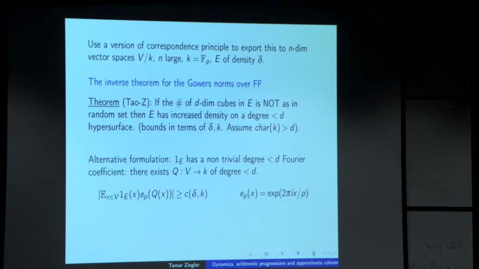So here's an alternative formulation of this. If my count of cubes is incorrect, so I wrote it on the slide, but I think I didn't mention it. The expression that counts the number of cubes is what is known as the Gowers norms. So if my number of cubes is incorrect, I have a bias in the number of cubes, then there is a non-trivial degree smaller than d Fourier coefficient.